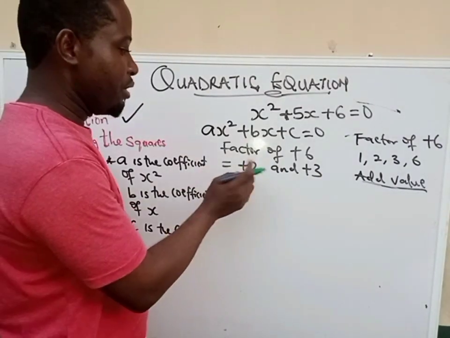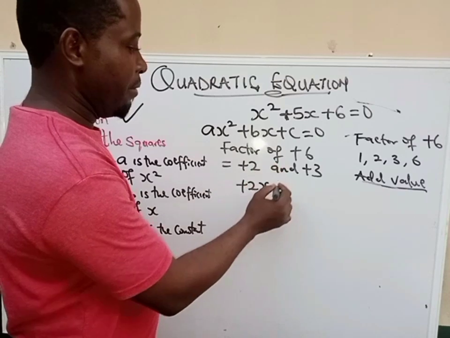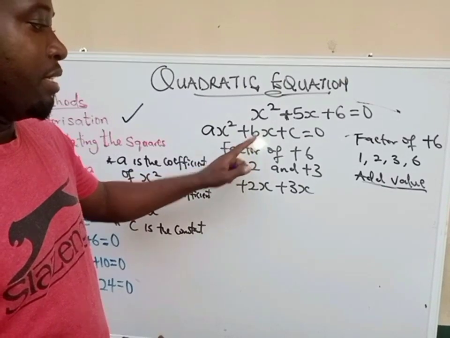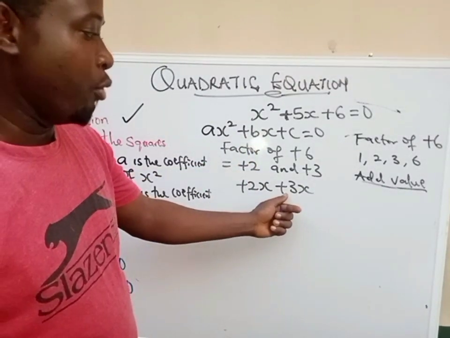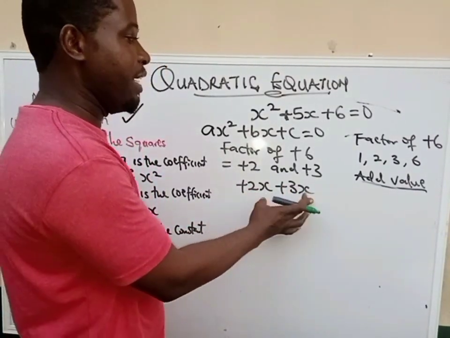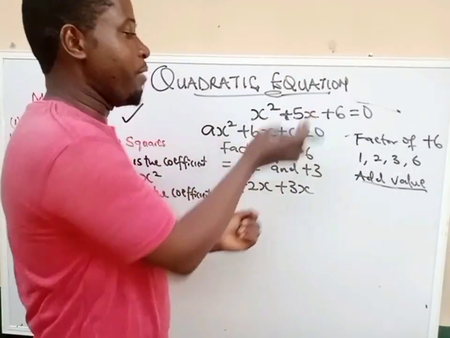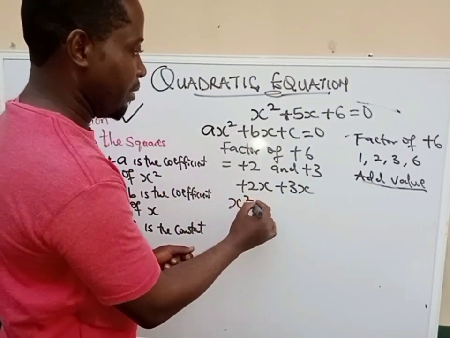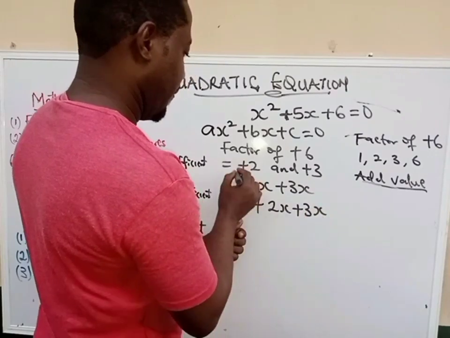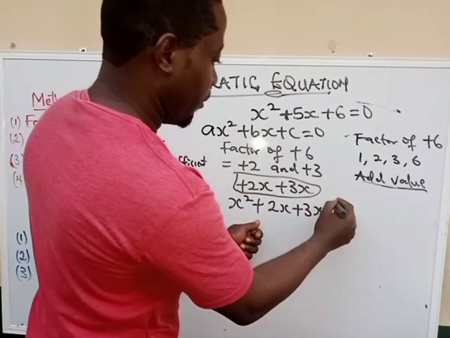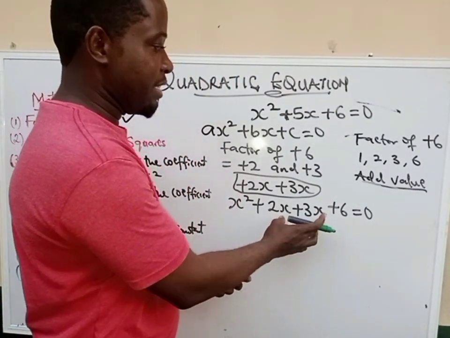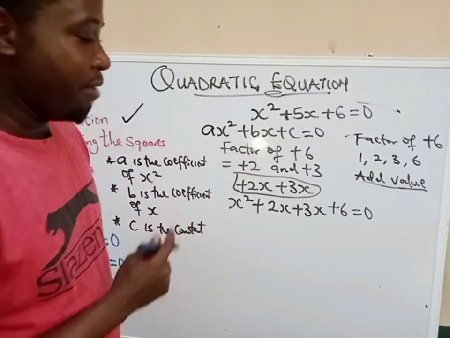Now I'm going to change this to plus 2x plus 3x. So I will just introduce x to give me this. So it is this plus 2x plus 3x that I'm going to use to replace plus 5x. So I will now have x squared plus 2x plus 3x, don't forget I'm using this to replace plus 5x, plus 6 equals to 0.